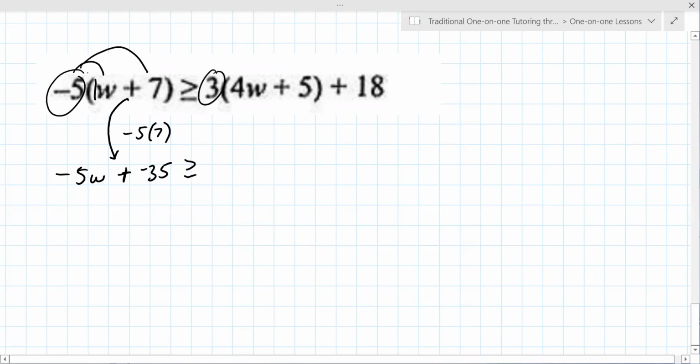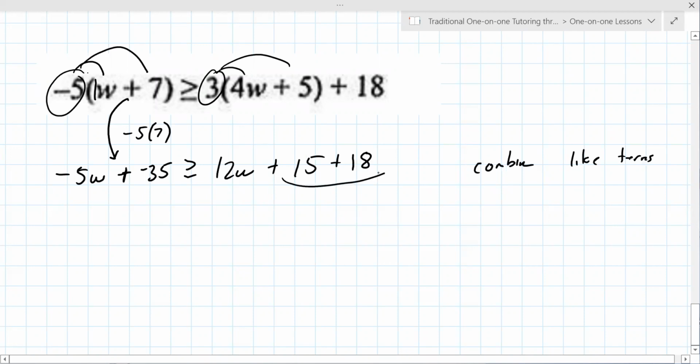You have to take that 3, multiply by each of these. So it'd be 12W and then plus 15. Plus 18 over here. It's always good to combine like terms, but you combine them only on the side that they're on. So like the 15 and 18 you can combine in that step. All right, so that's 12W plus 33.